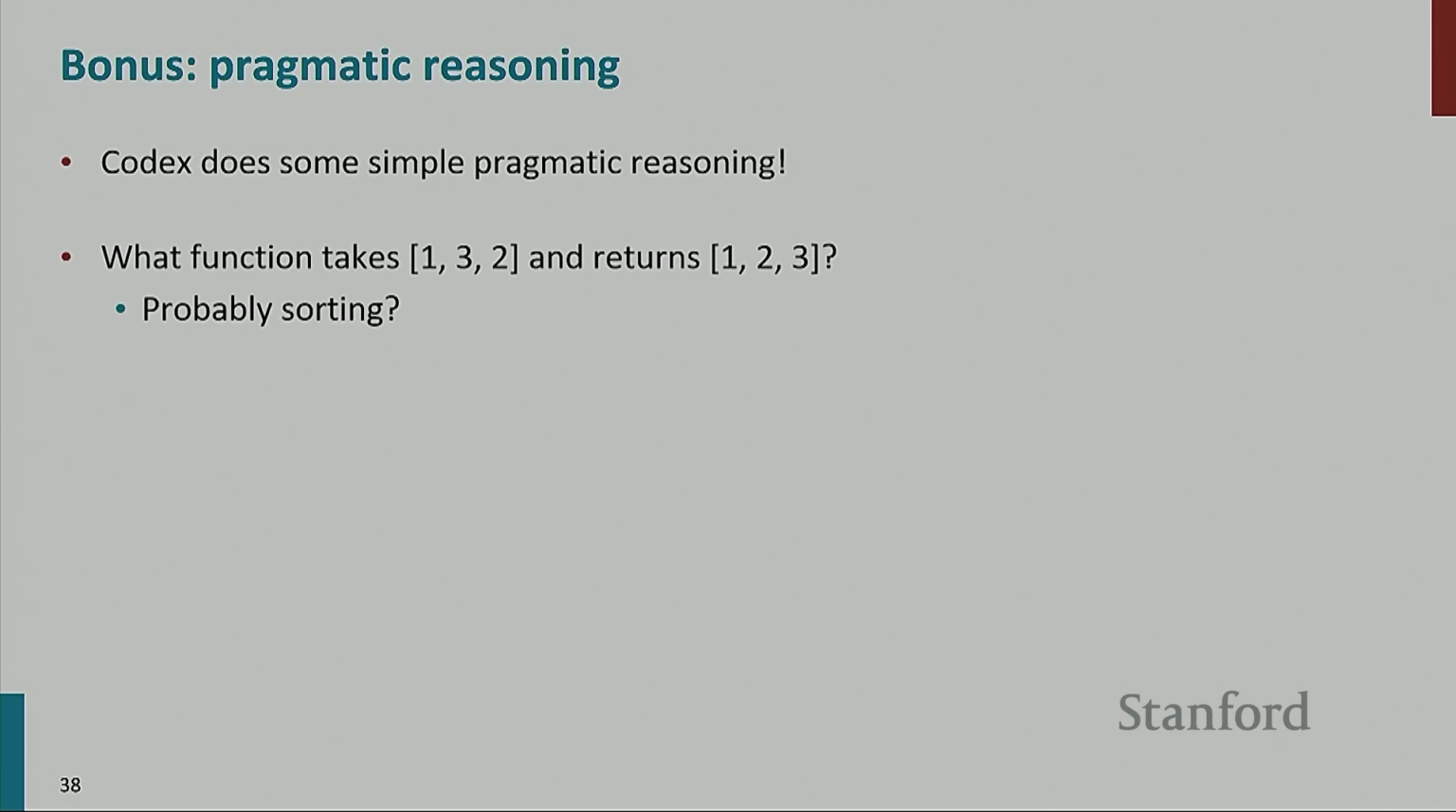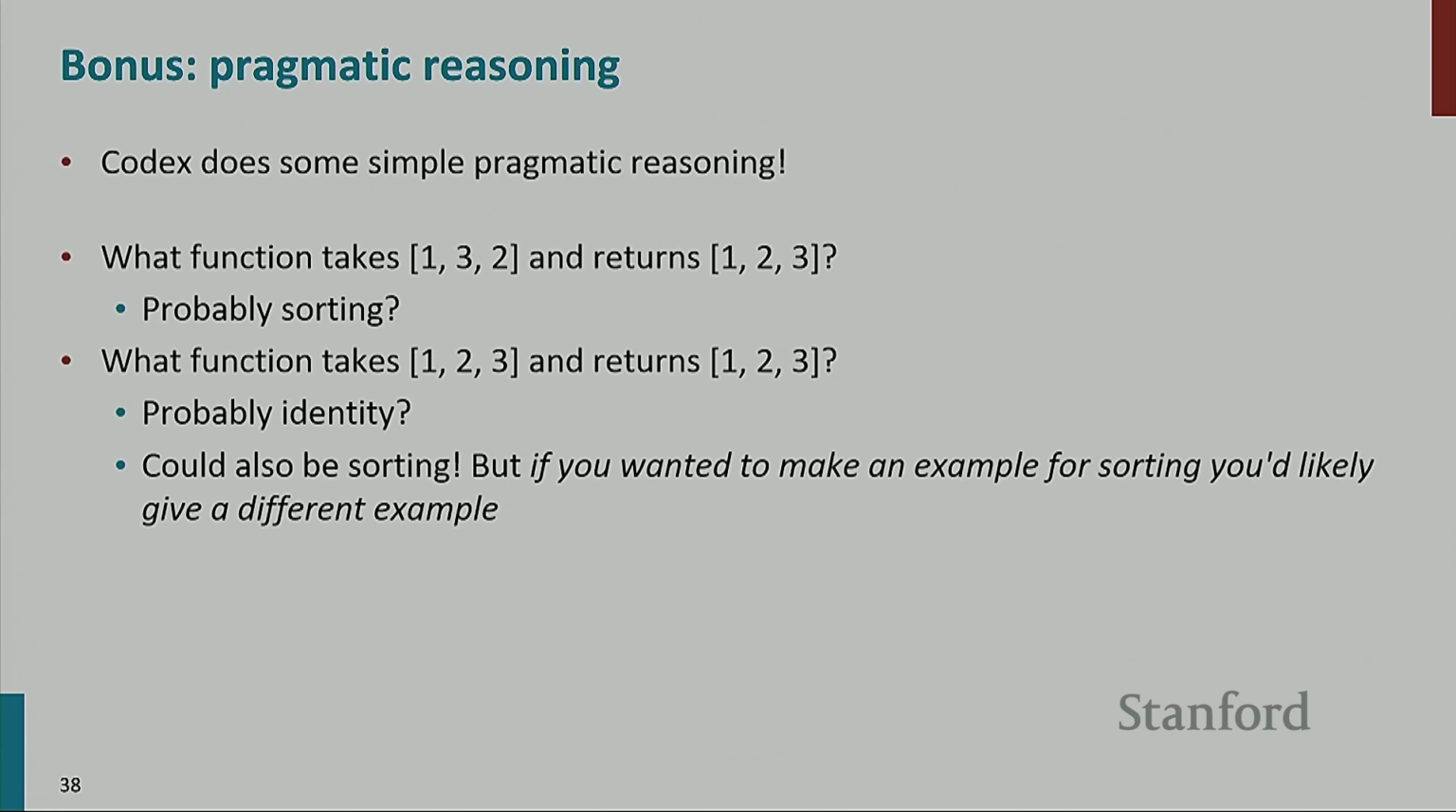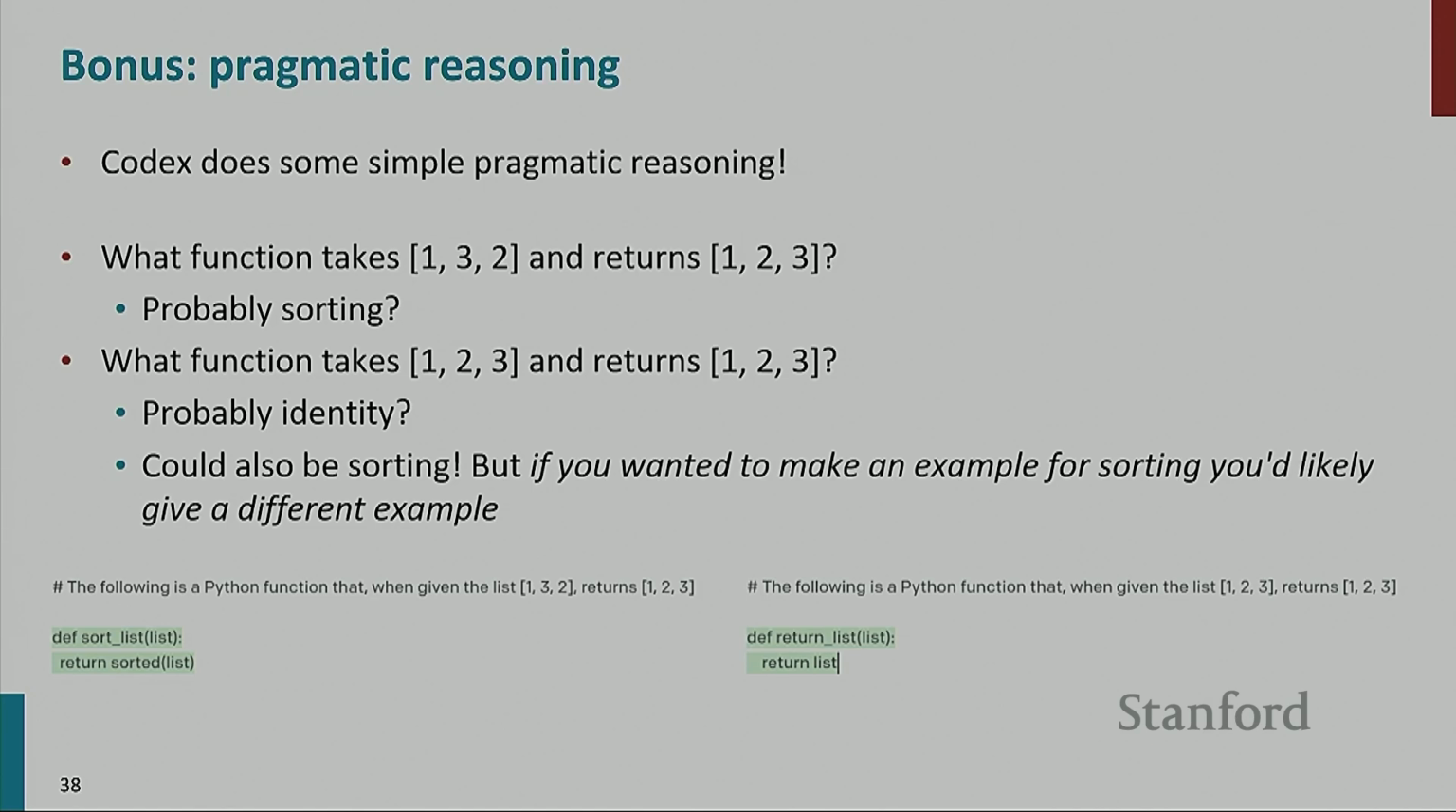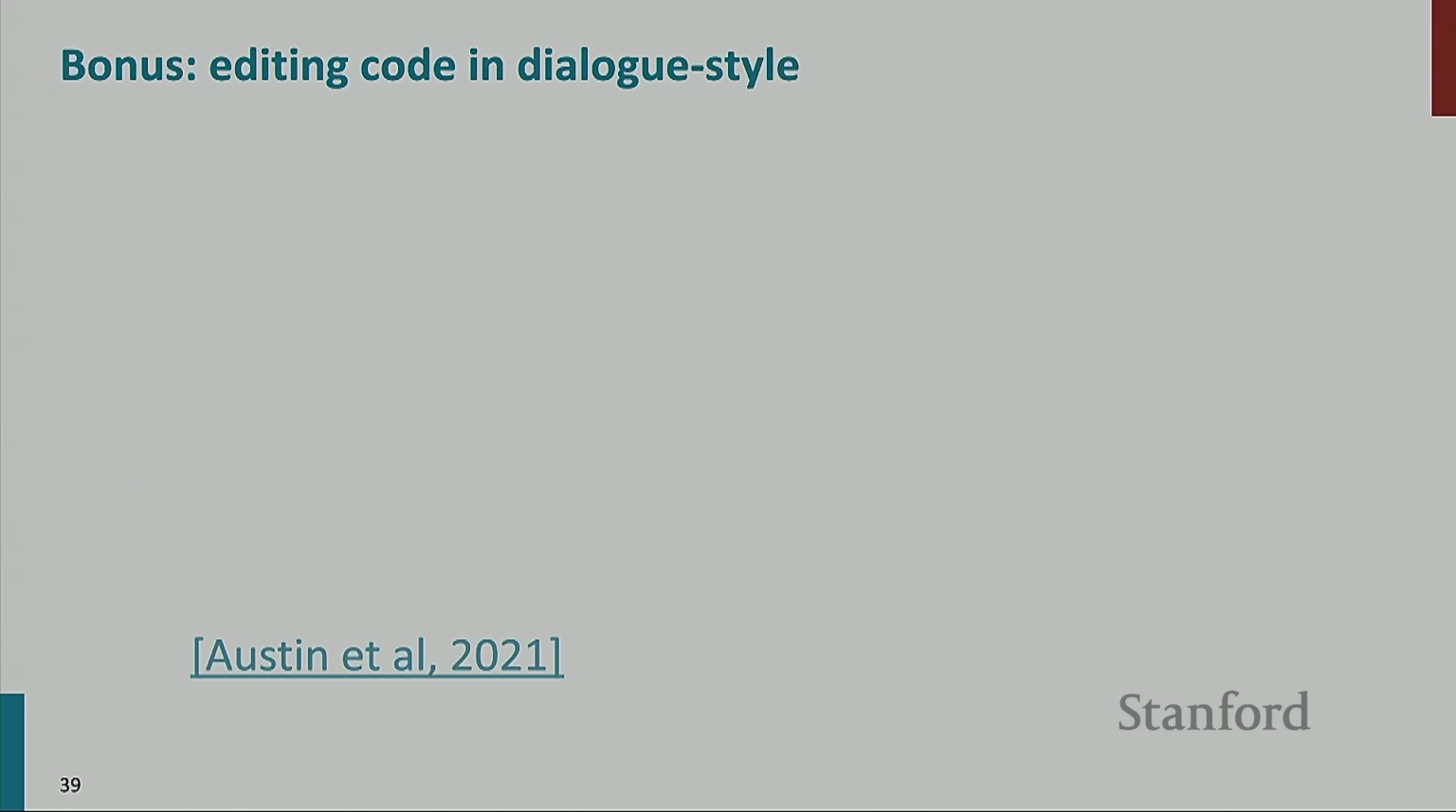One fun thing connecting to what we talked about back is that Codex can do some simple pragmatic reasoning. For example, if I give you these inputs, list 132 returns 123, you'd probably say sorting, right? It sorts the list. But what about 123 returns 123? Probably just the identity, but could also be sorting, right? It's consistent with sorting as well. But you would reason that if I wanted to specify the sorting function, I would probably give a different input. And if I give these inputs to Codex, it does predict that the first one is sorting, but the second one is identity. Just an interesting thing to come out of just regular language modeling training.